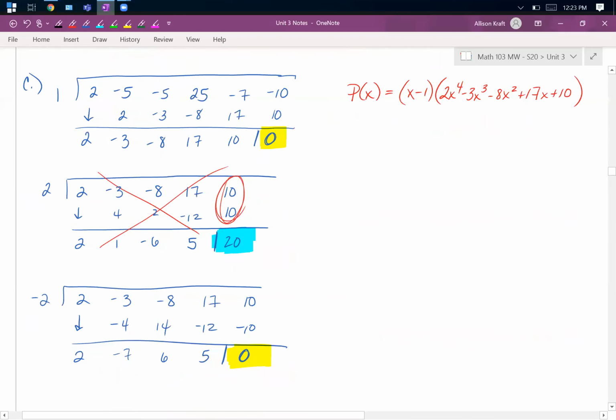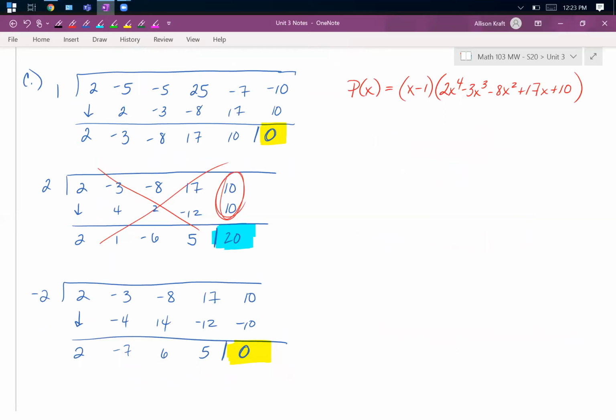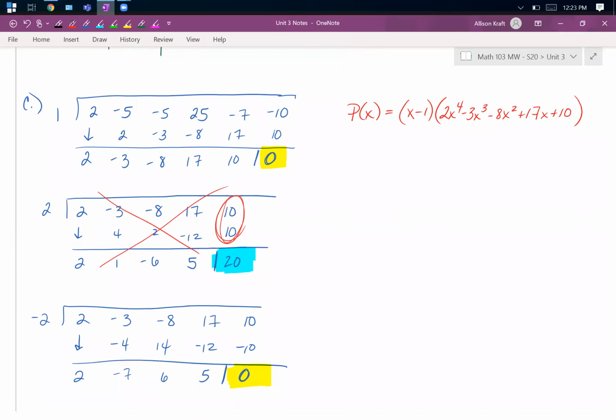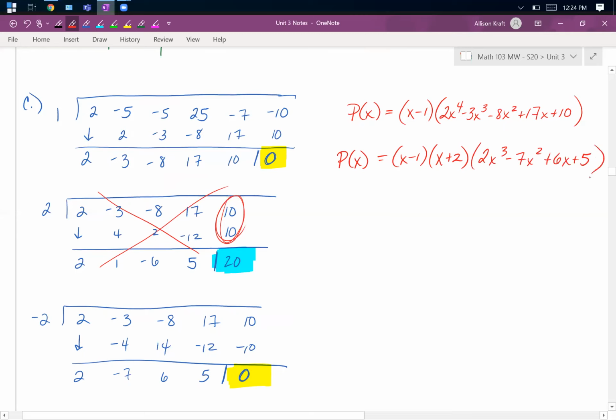So yay, -2 worked. We got a remainder of 0, so I'm going to continue factoring my p of x. X minus 1 is my first factor. I got a 0 of -2, so what's that factor going to be? X plus 2. And then our next factor is going to be cubic: 2x to the 3rd minus 7x squared plus 6x plus 5.